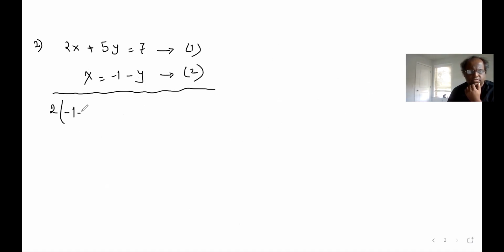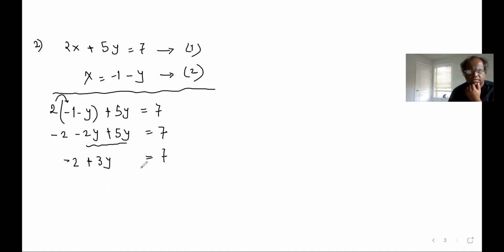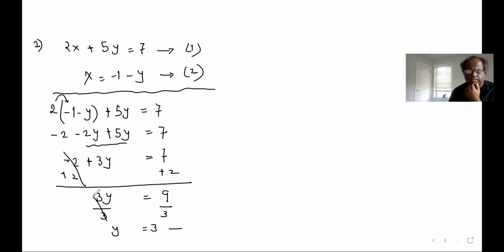So 2 times (-1 minus y) plus 5y is equal to 7. Distributive property. So -2 minus 2y plus 5y is equal to 7. Combining like terms together, 3y is equal to 7 plus 2, 3y is equal to 9. Divide by 3, y is equal to 3.